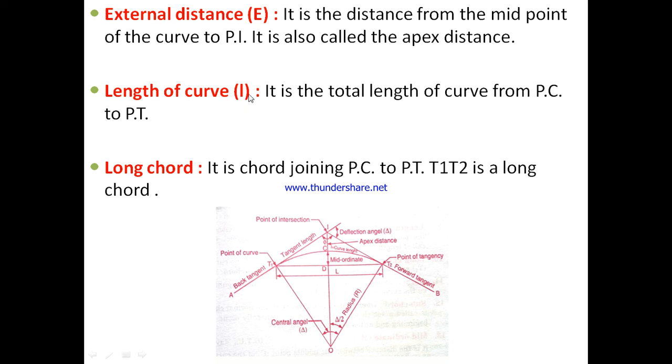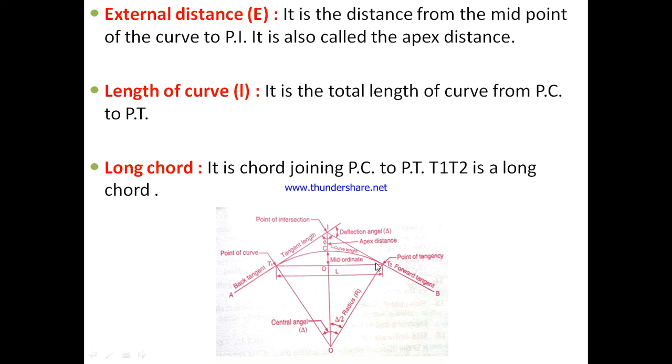Next one is length of curve. So this is the length of curve. It is the total length of the curve from PC to PT. Point of curve to the point of tangency is called the length of curve, the total length of the curve. The last one, long chord. It is the chord joining PC to PT. The line joining the point of curve to the point of tangency is called the long chord. So T1T2 is the long chord.